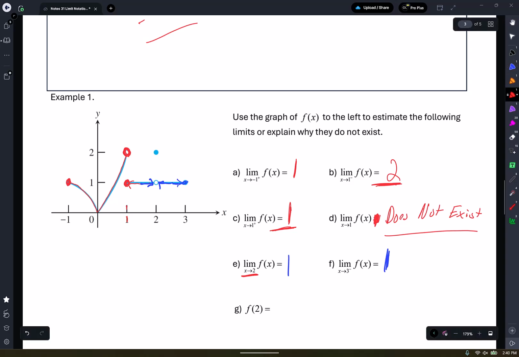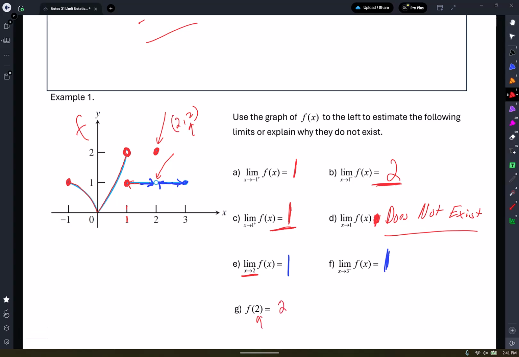Letter G. Does that one say the word limit? No, that says f of 2. This is f. When x is 2, what is my y value? Don't tell me 1. What is my y value? 2. Oh, but is that what they wanted? Oh, sorry. I put 1 there. When x is 2, the y value is 2. You said the right answer, but I just said 1 for whatever reason.